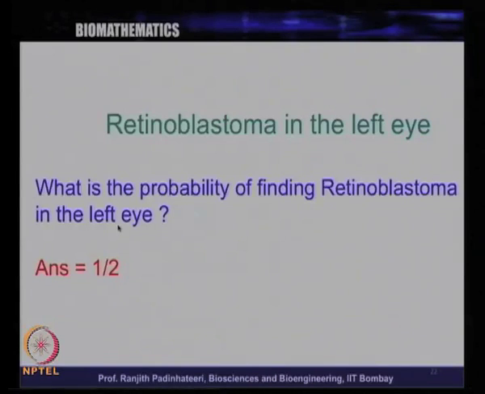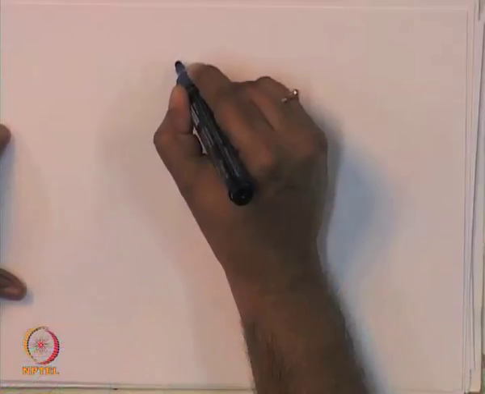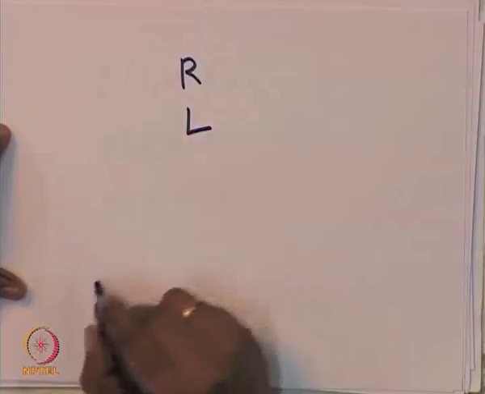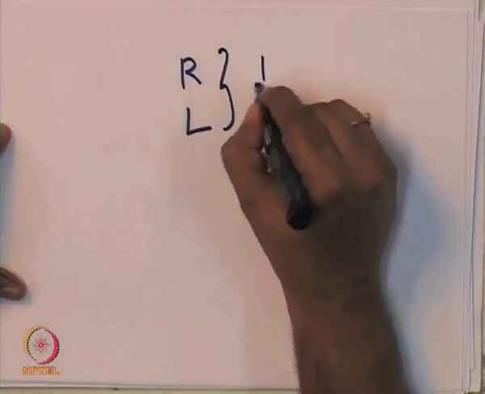So, there are two events that we discussed earlier. There are two outcomes, retinoblastoma on the left eye or retinoblastoma on the right eye. There are only two outcomes possible, and they are equally probable. So, the probability to come on the left is half, and the probability to come on the right is also half. We can have either retinoblastoma in the right eye or on the left eye, with a probability of half.